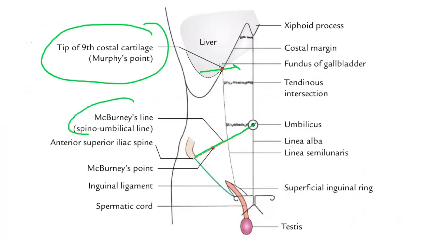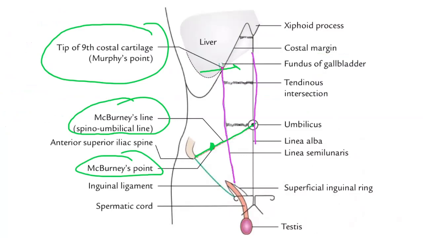This one is McBurney's point, on the spino-umbilical line. This one is McBurney's point. So this is the linea semilunaris. This is the linea alba.